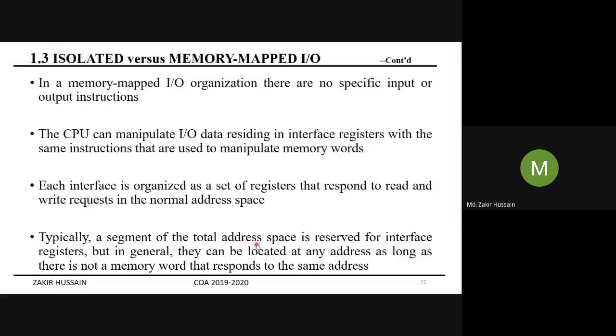Typically, a segment of the total address space is reserved for interface registers, but in general, they can be located at any address as long as there is not a memory word that responds to the same address. Is this point, which I represented pictorially to you, clear? Yes, sir. Okay, that's great.